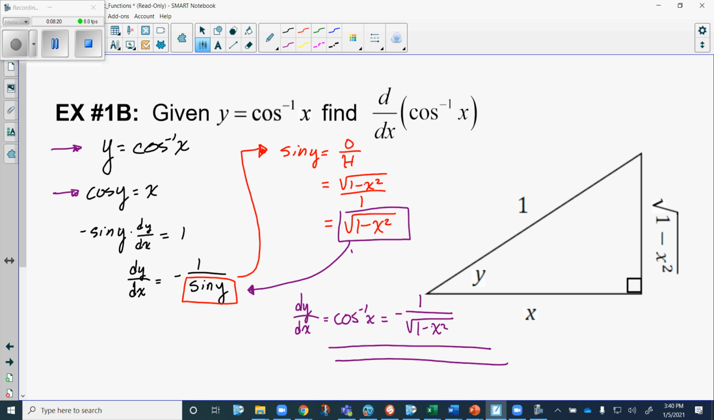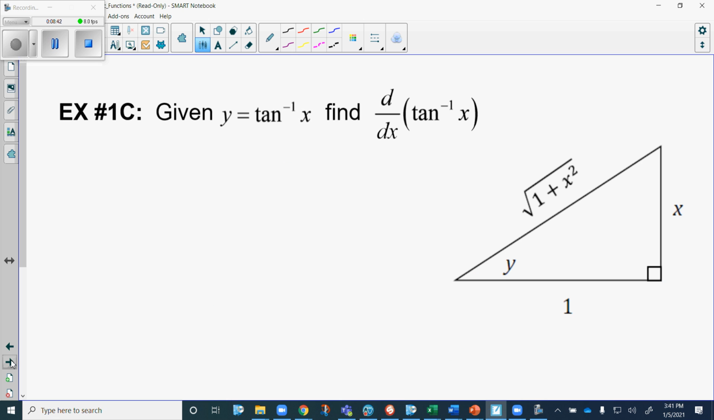So in this case, the opposite side over the hypotenuse simplifies to just be the square root of 1 minus x squared. So plugging that back into the fraction that we had ultimately gives us the derivative of cosine inverse of x to be equal to negative 1 over the square root of 1 minus x squared. Okay, so there's that one for cosine, and the next one is for tangent. So again, I want you to go ahead and pause the video and see if you can identify the rule based off of the examples that we did in part A and B.